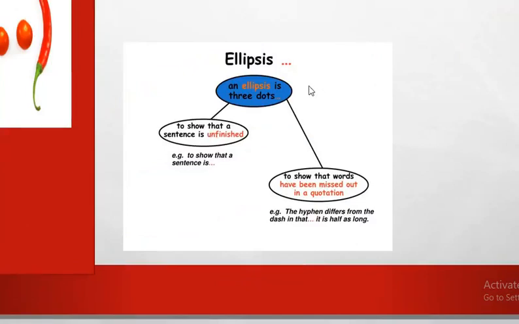My dear learners, the next punctuation mark is ellipsis, and ellipsis is three dots. Ellipsis is used to show that a sentence is unfinished. The hyphen differs from the dash; and the three dots, that is ellipsis, it is half as long.